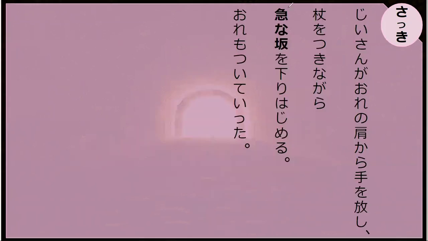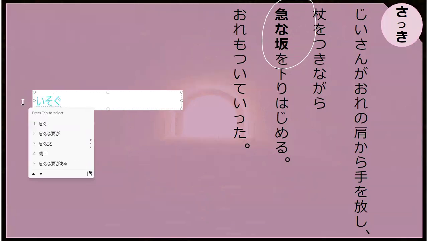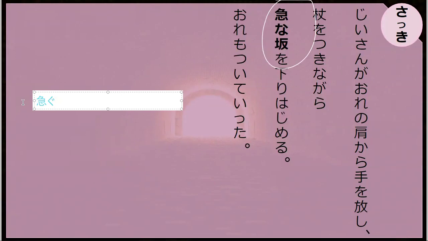Can you read this word for me? The bolded word is the kanji for isogu. You're right. Isogu, which is a verb. Isoide, hurry up. However, when it's a na adjective, it has a totally 100% different reading. Do you know what it is?